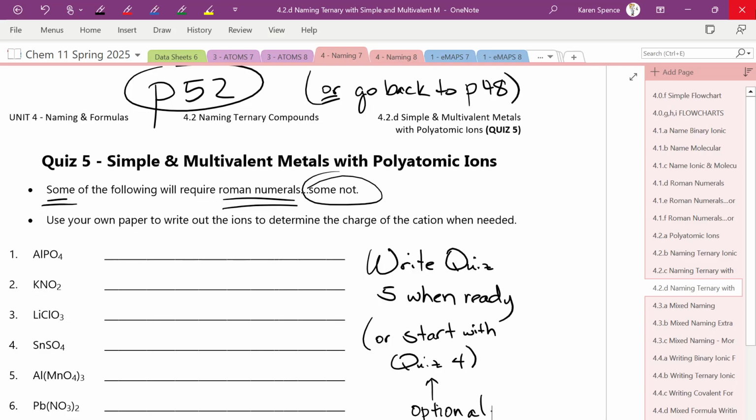For AMU, do you have to write atomic mass unit with an S, like units? On the answer key? Oh, you don't. Okay. Thank you.